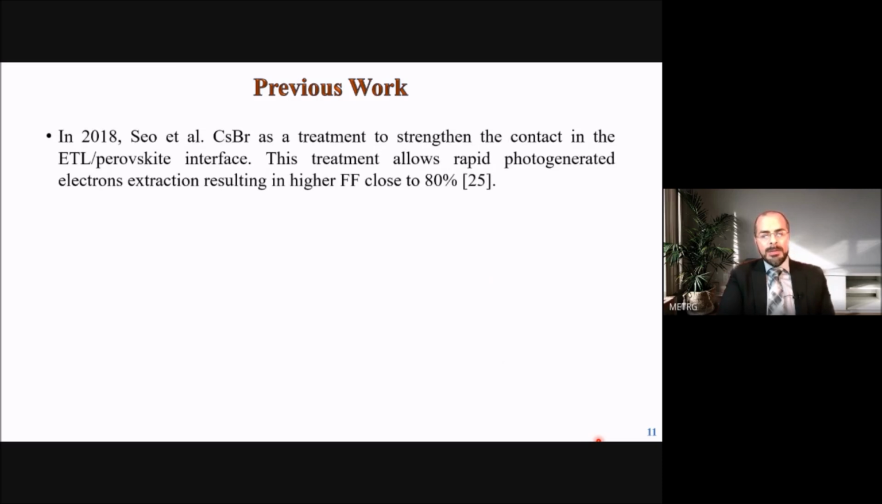Also, there is a team that used cesium bromide to treat and strengthen the contact between the two layers, the electron transport layer and the perovskite interface. This treatment allows rapid extraction of photogenerated electrons, resulting in a high fill factor of up to 80%. Fill factor, we need it high. So when we have a good fill factor, we have good performance. This is one of the characterizations we use in solar cells. I'll show you later on the graph for fill factor and how it looks.